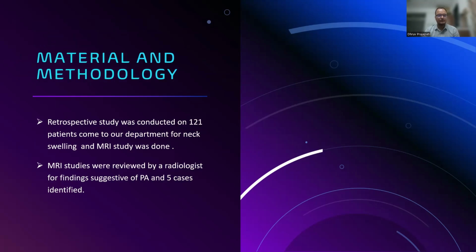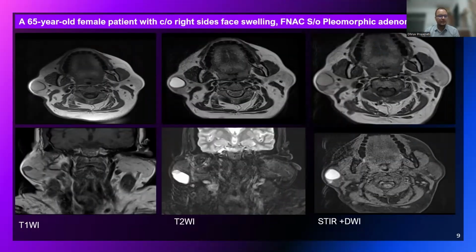Material and methodology. A retrospective study was conducted on 121 patients who came to our department with neck swelling and had an MRI study done. MRI studies were reviewed by a radiologist for findings suggestive of pleomorphic adenoma, and 5 cases were identified. Case 1: a 65-year-old female patient with complaint of right-sided face swelling. FNAC in that patient was also done, which was suggestive of pleomorphic adenoma.